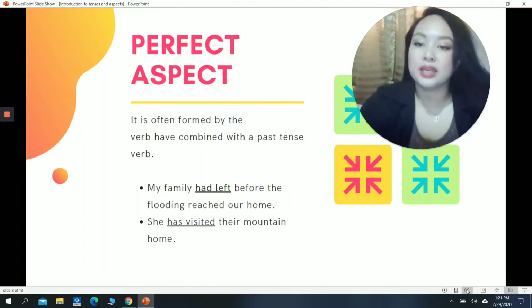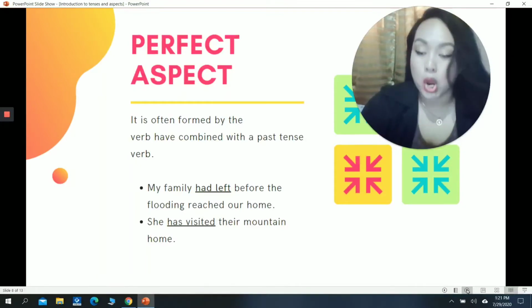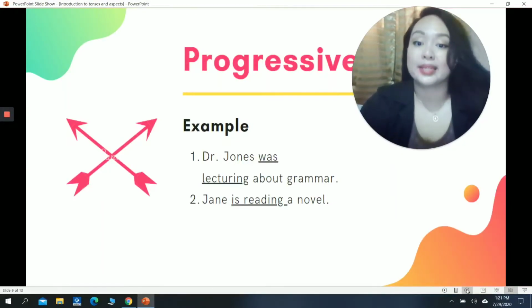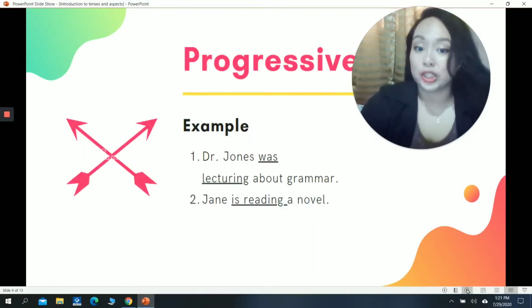Again, this is formed by adding have, then we combine it with a past participle verb. So in this case, let's have an example. My family had left before flooding reached our home. She has visited their mountain home. Next, progressive. Again, progressive is formed by an auxiliary plus the ing. Dr. Jones was lecturing about grammar. Jane is reading a novel.